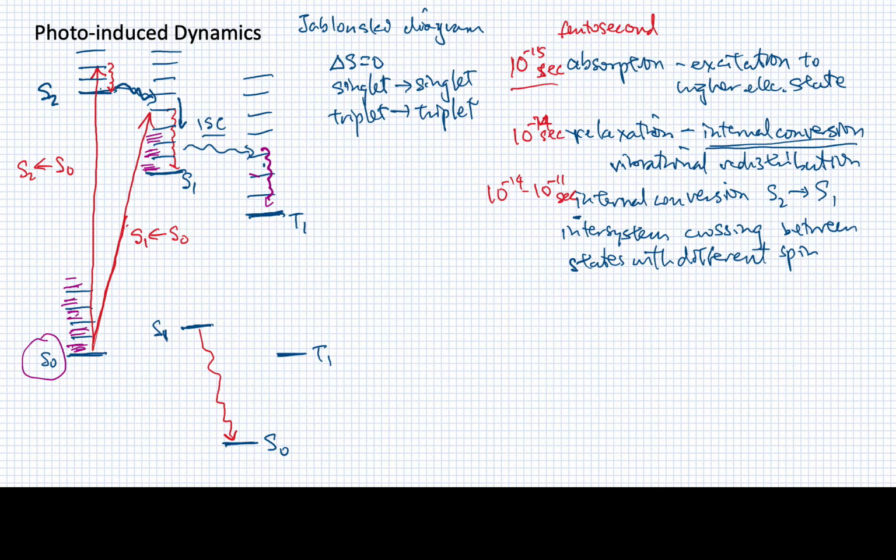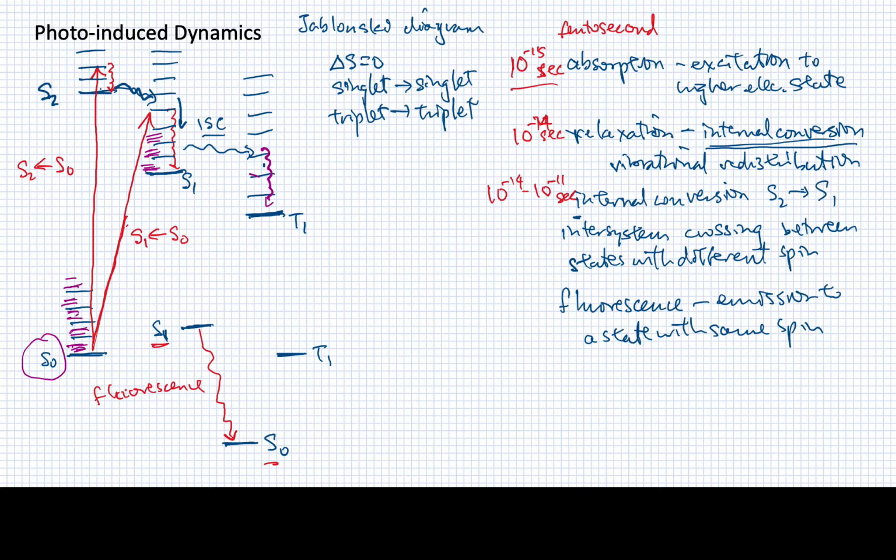In the case of going from a singlet state to a singlet state, this emission of light is called fluorescence. Okay, so fluorescence is emission to a state with the same spin.